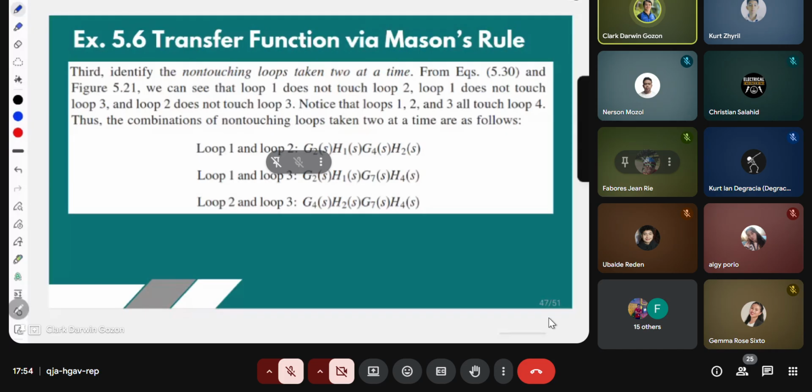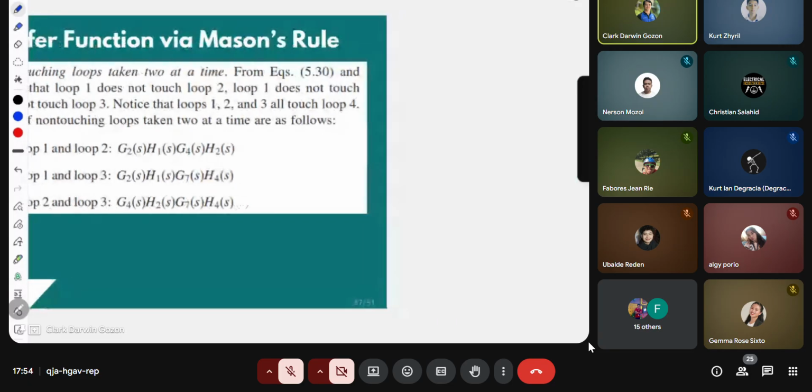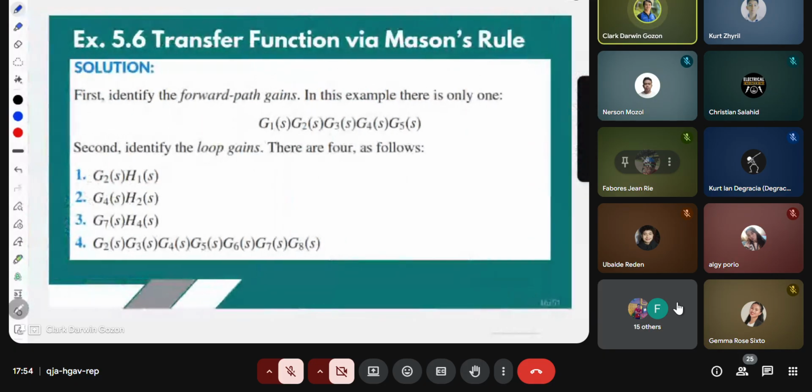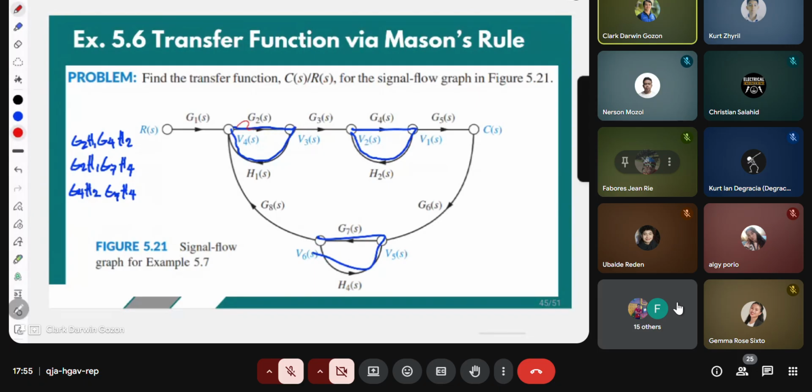Okay, so these are the non-touching loop gains taken 2 at a time. Mo ning gilista na to ganina, no? Okay, so after that, we are now ready to draft our delta. By the way, naa pa ito sumpay din, na non-touching loop gains taken 3 at a time. So, ang taken 3 at a time, tulo man to sila ka non-touching loop gains kaganina. If you remember this one is non-touching with this one, and this one, tulo sila ka buok non-touching.